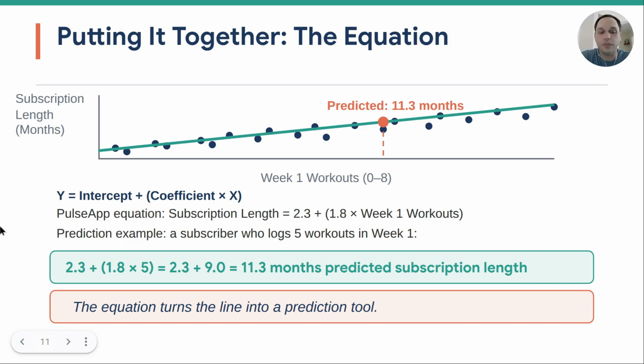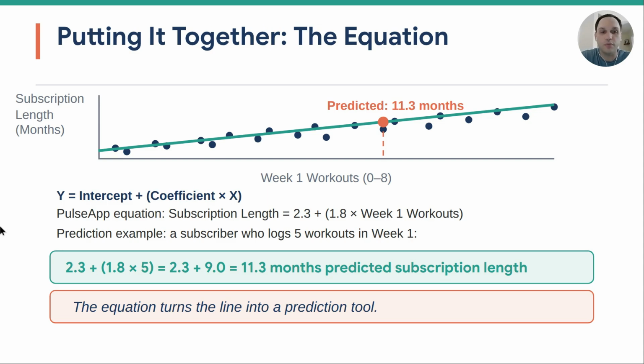Now we can write the complete regression equation, which combines the intercept and the coefficient into a prediction tool. The form is y equals the intercept plus the coefficient times x. For PulseApp, subscription length equals 2.3 plus 1.8 times week 1 workouts. Let's use it. A subscriber who logs 5 workouts in week 1.